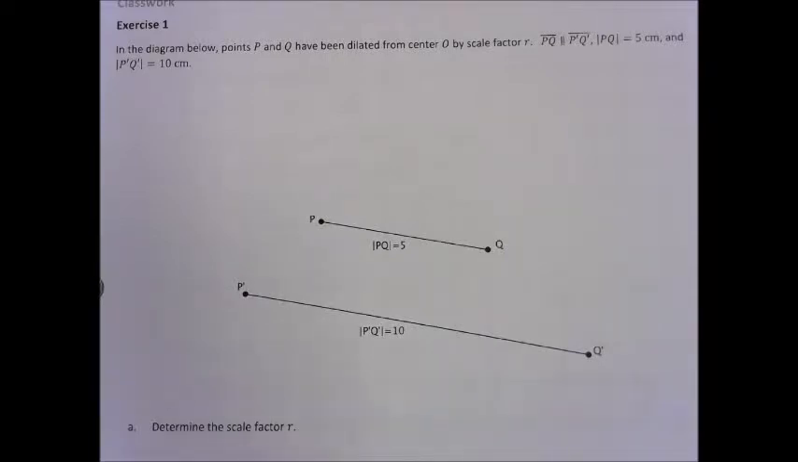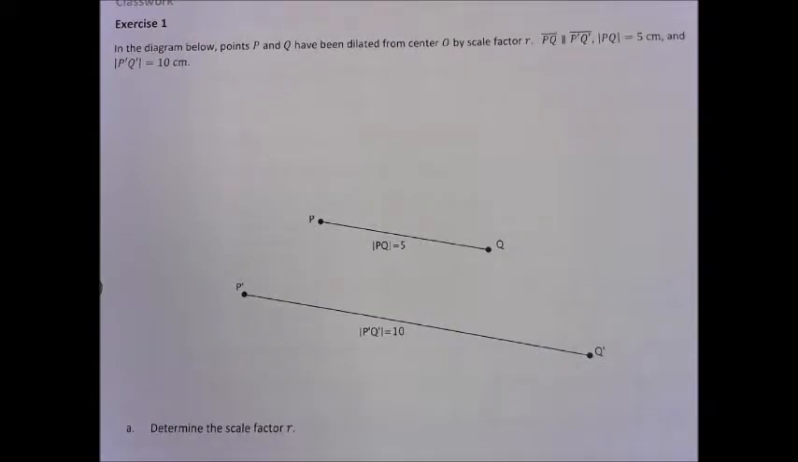If you look at that, it actually has two parallel lines. You have PQ and you also have P prime Q prime. The question says, in the diagram below, points P and Q have been dilated from center O by a scale factor of R. We don't know what that is yet. And line PQ is parallel to P prime Q prime. It also points out that PQ is equal to 5 and P prime Q prime is equal to 10.